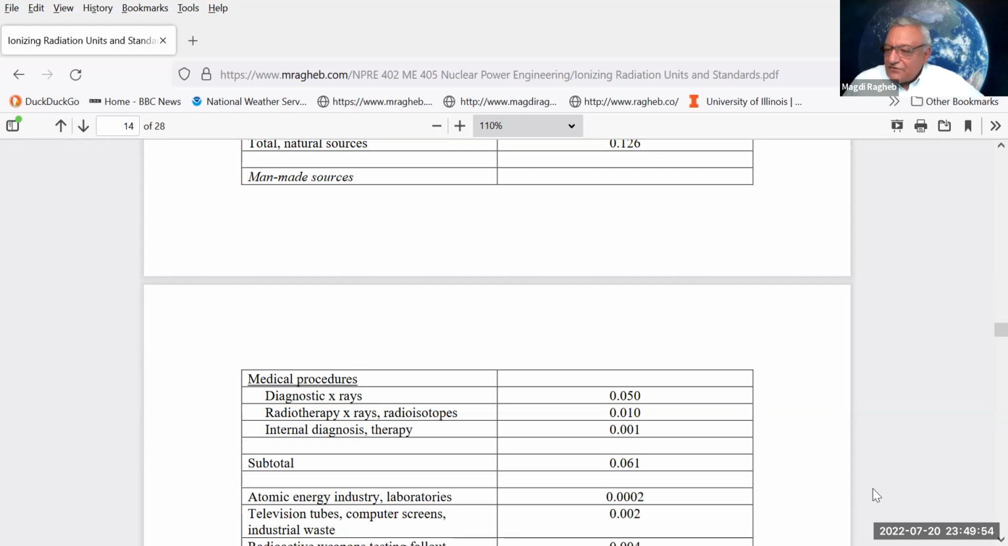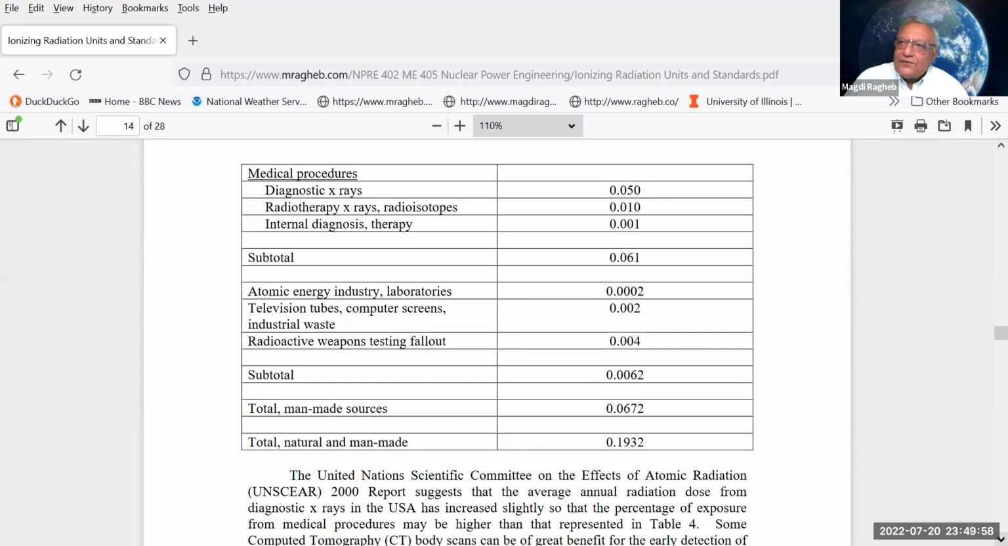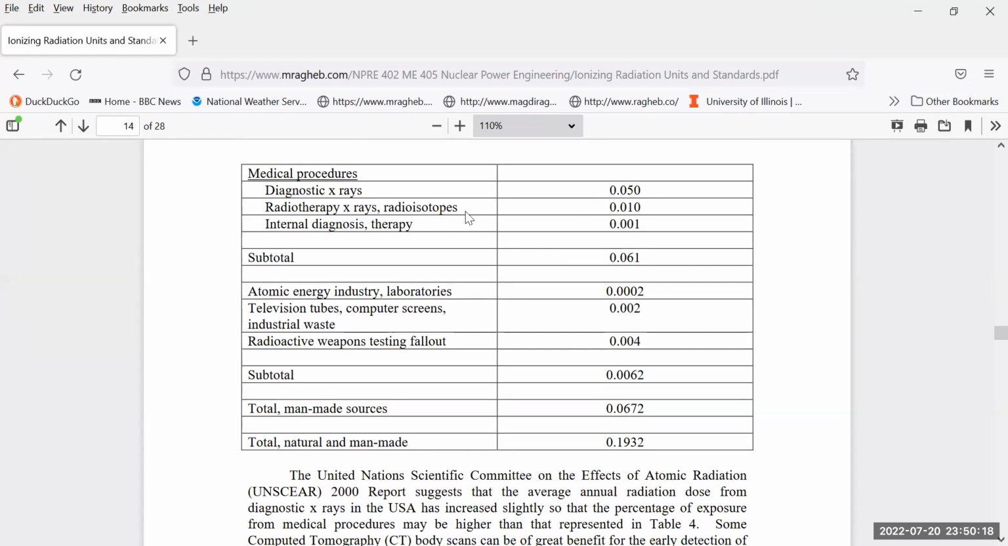On average, each American gets from diagnostic X-rays, if say they affect their bones playing sports, spraining a foot, you worry about it having a broken bone, so we subject ourselves to X-rays, and that gives the average person in the United States 50 millirem per person per year. Radiotherapy now, curing disease with radioactive isotopes or radiotherapy X-rays, we get on average 10 millirem per person per year. And if it's internal diagnosis using radioactive isotopes, on average, we get only 1 millirem per person per year. So if you add up the subtotal from the uses of artificial sources of radiation, it can add up to 61 millirem per person per year.